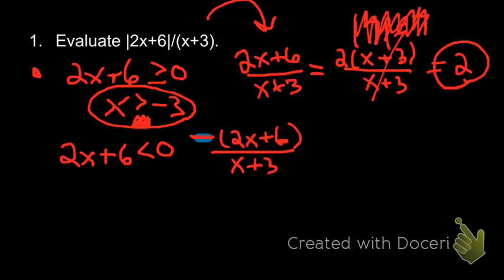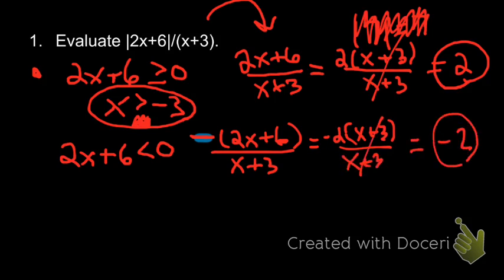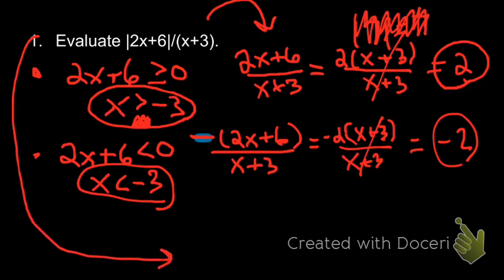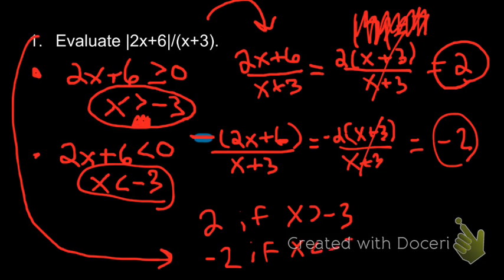And then if you factor out a 2, you'll have negative 2 times x plus 3 over x plus 3. That cancels out, and now you have negative 2. And then this original inequality here, if you subtract 6 and divide by 2, you'll get x is less than negative 3. Alright, so your final answer to this evaluation question is going to be 2 if x is greater than negative 3, and negative 2 if x is less than negative 3.